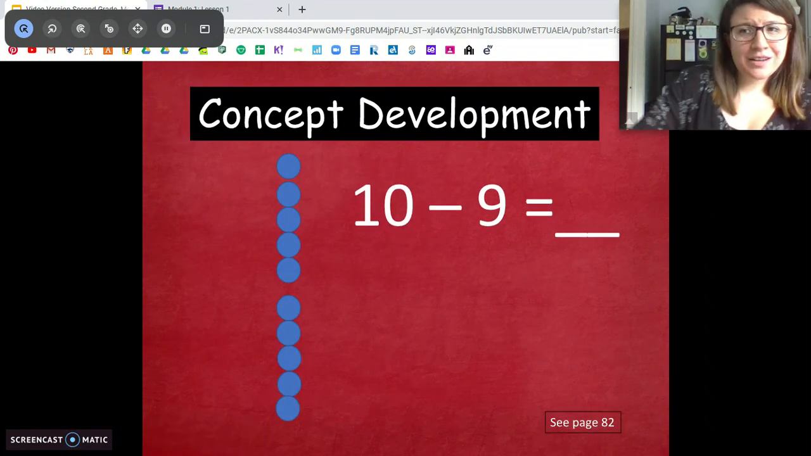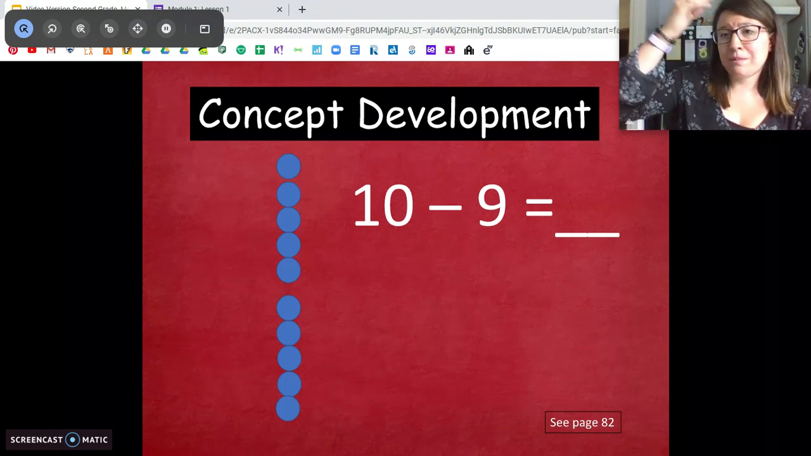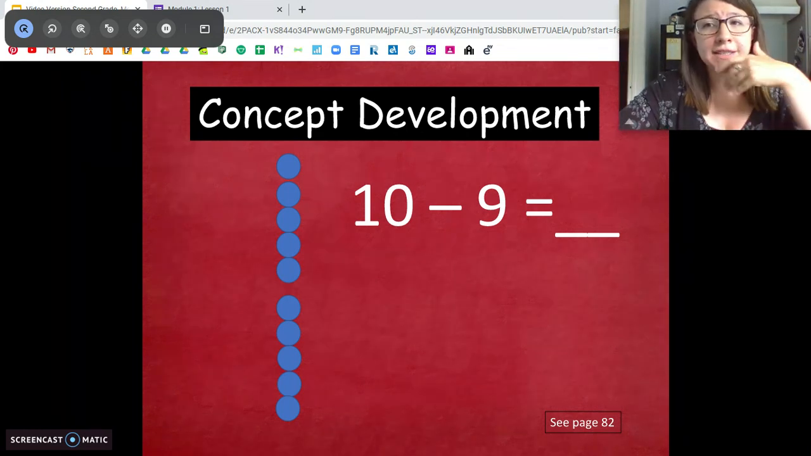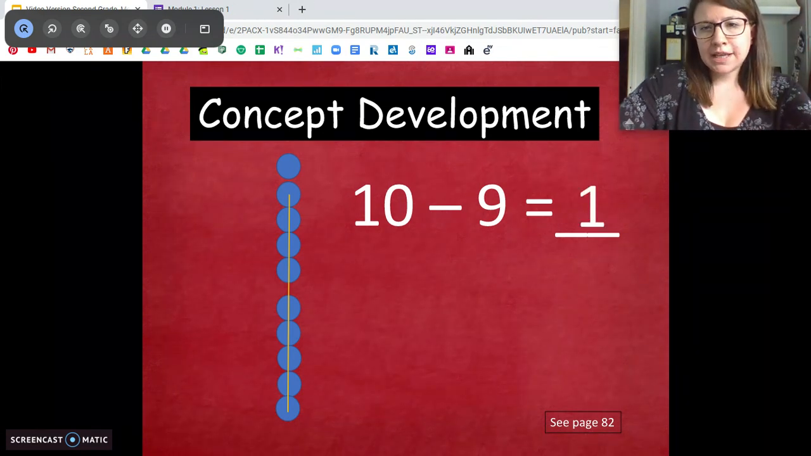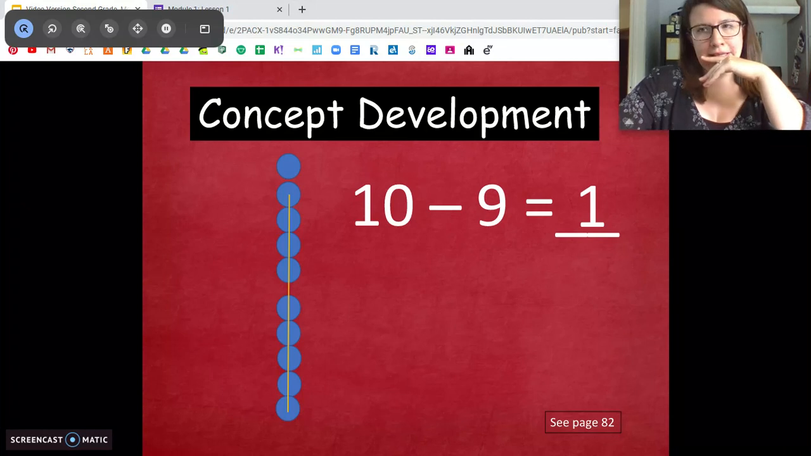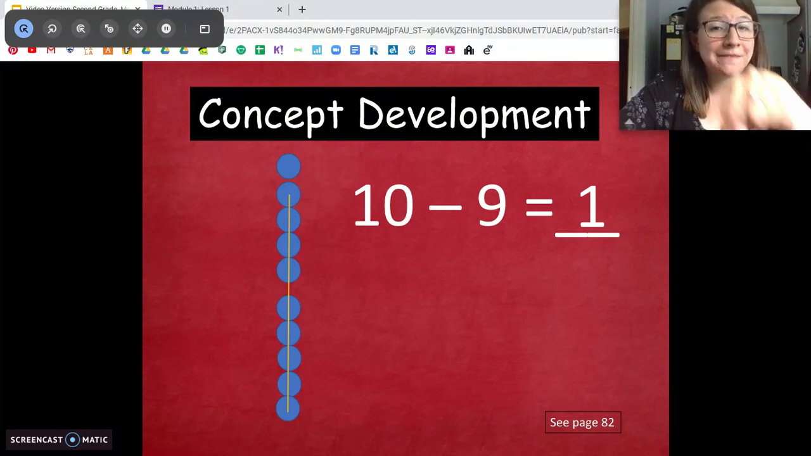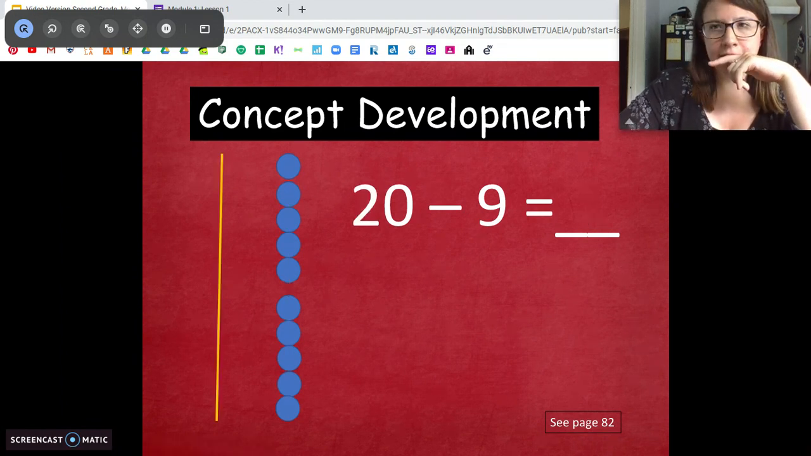This one's pretty easy, right? 10 minus 9 is what? Now we can solve that by scooping up 9 and adding on. We can just count backwards. We can draw circles. Lots of different strategies. So here they did a drawing, and they crossed off 9, and we have 1 left, right? 10 minus 9 equals 1. Easy peasy. Now, think about how we can use this fact, 10 minus 9 equals 1, to solve for this fact.